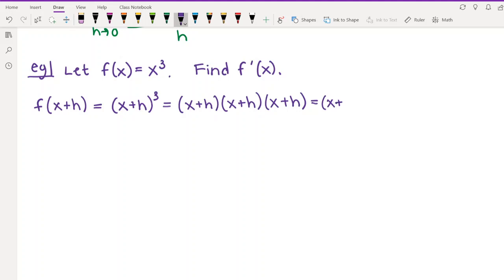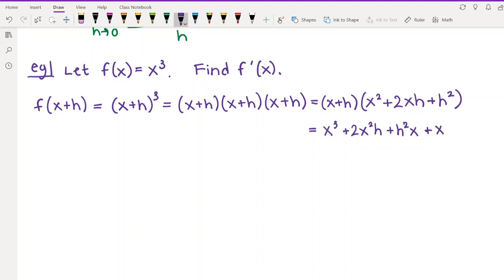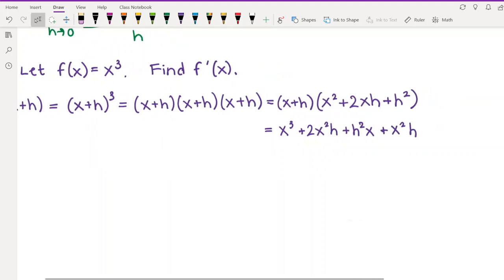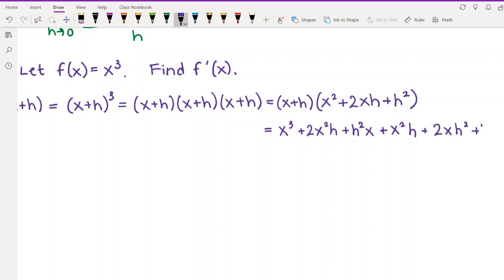So I'm going to leave one of the x plus h's out. And then we already saw in the previous video that if you multiply two of them together, you get x squared plus 2xh plus h squared. And so now if we multiply x plus h with all of this, we're going to get x cubed plus 2x squared h plus h squared x plus x squared h plus 2xh squared plus h cubed.